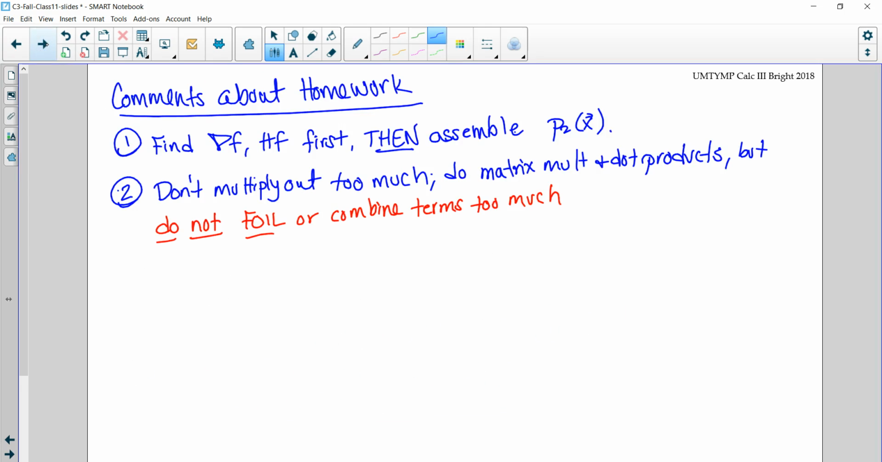So generally what I recommend with these problems is find everything first, as I did, and then get the Taylor polynomial of degree 2, and then do not multiply out too much. That's A, it's annoying for you, B, it's annoying for me, C, let's not do it because of A and B. And that's really all I have for comments on your homework and wrapping all this up.